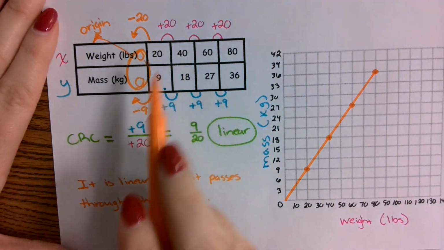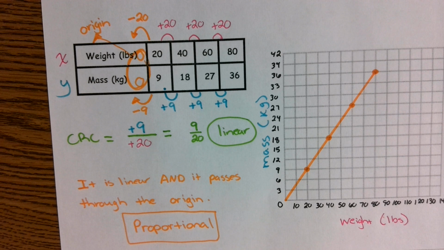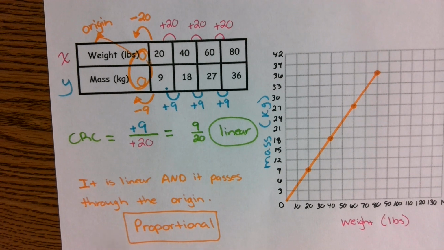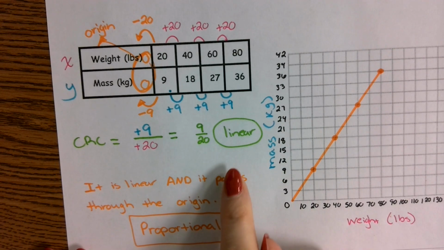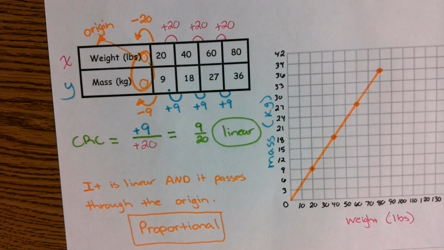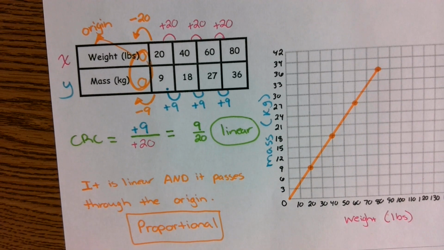So if your table does not provide a point of 0 something, then you can find that point yourself by just moving backward. Since it will pass through the origin, it does make it a proportional relationship because it's linear and goes through the origin. What if it wasn't linear? What if it went through the origin but it wasn't linear? Would it still be proportional? No. It must satisfy both conditions. It has to be a straight line. It has to go through the origin.